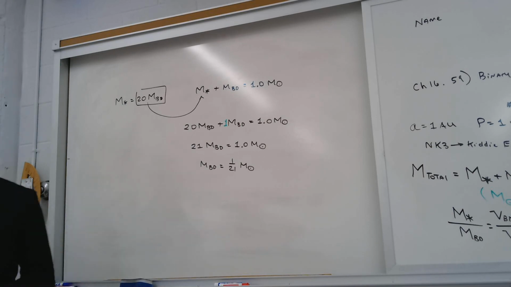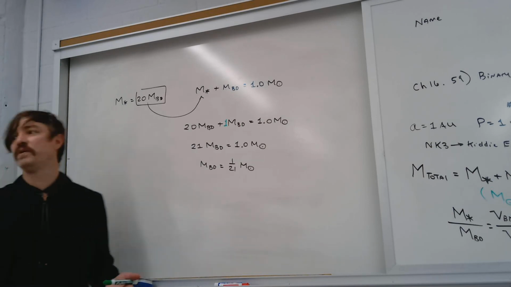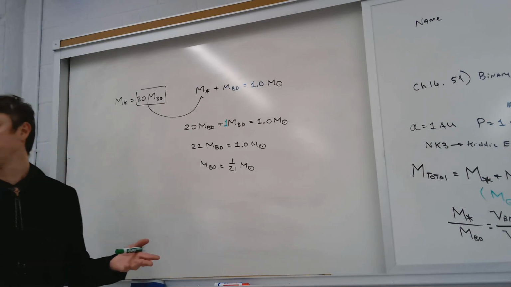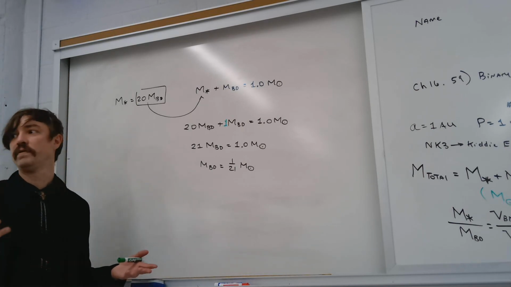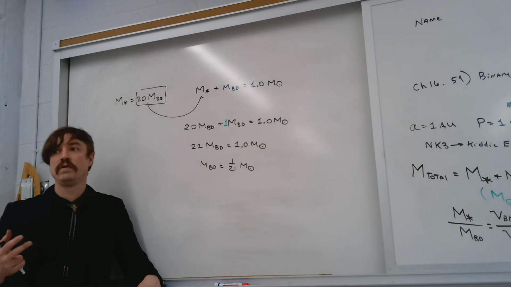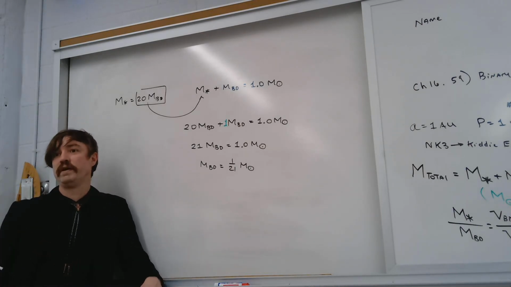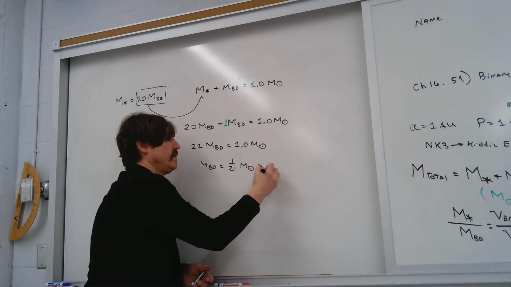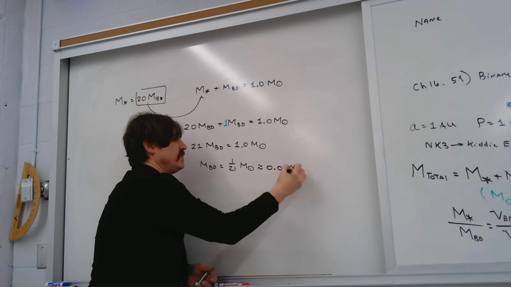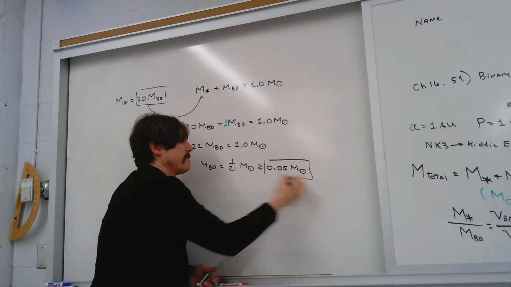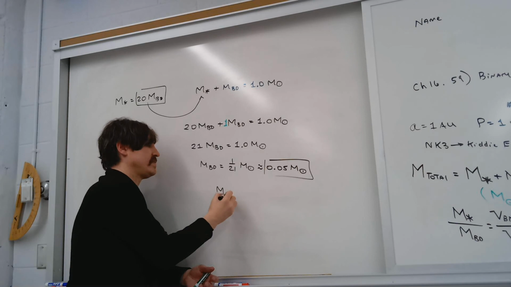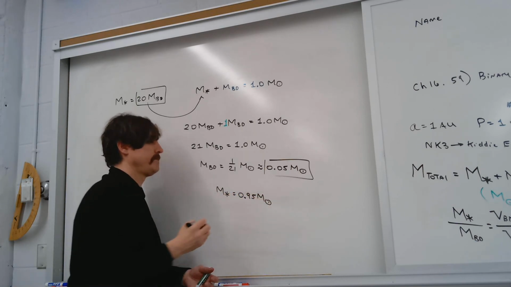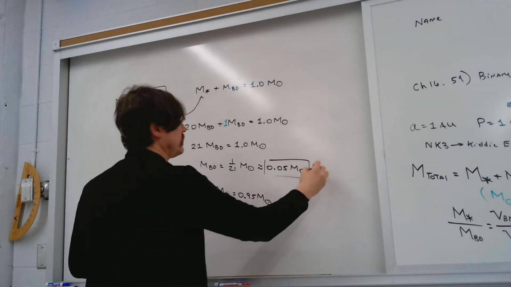What does that give you? 1 over 20, 1/20th is like 5%, right? So this is basically 5% of the solar mass unit. That's our answer. That implies the mass of the star is like 95% of the total. But this is our answer. This is the mass of the brown dwarf.